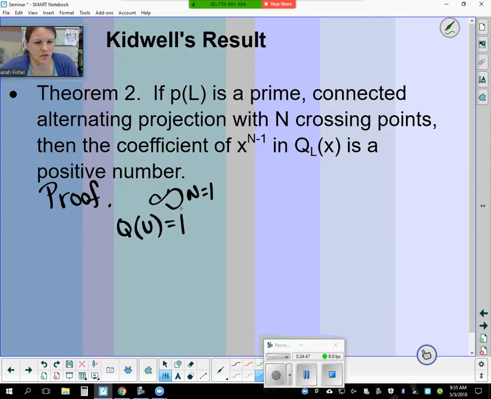Okay, so the x to the n minus 1 in this case would be x to the 1 minus 1, x to the 0, which means we're dealing with no x at all. So of course, this fits.